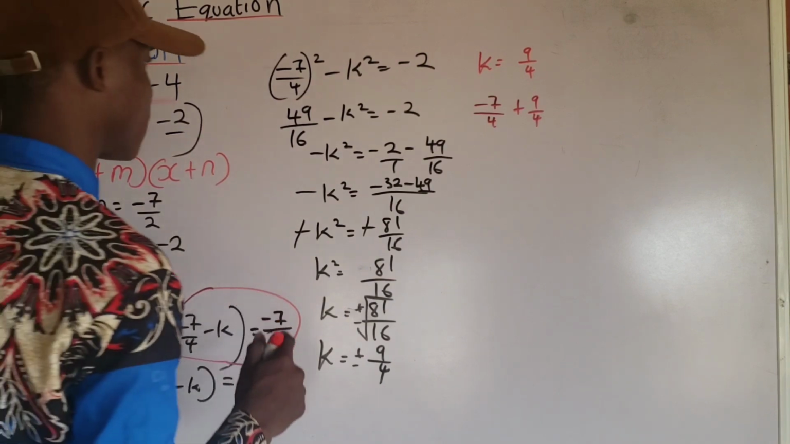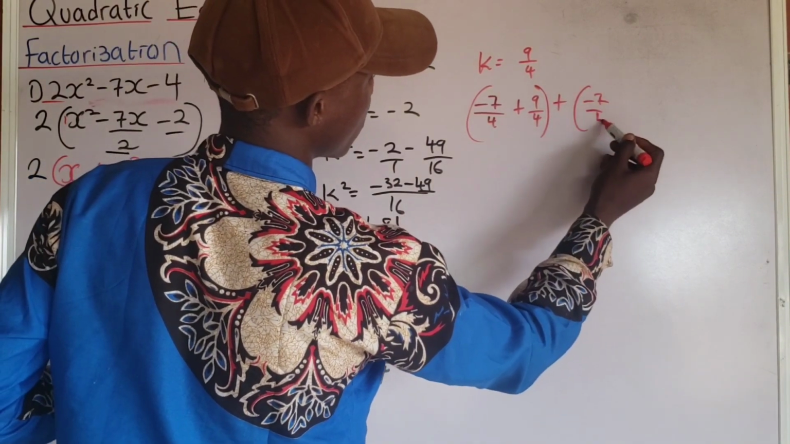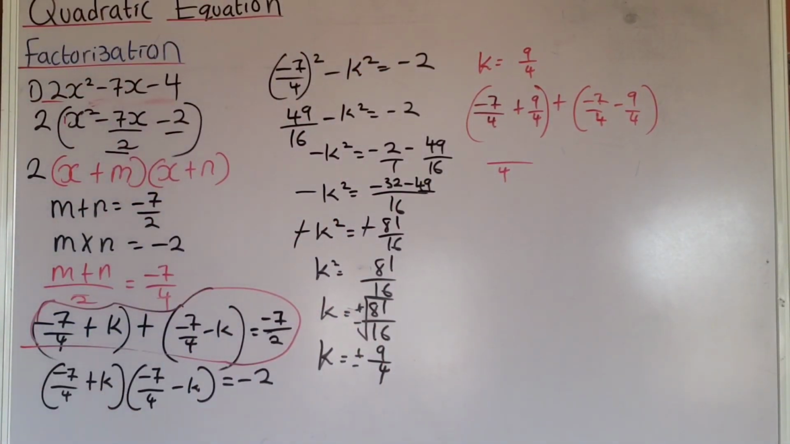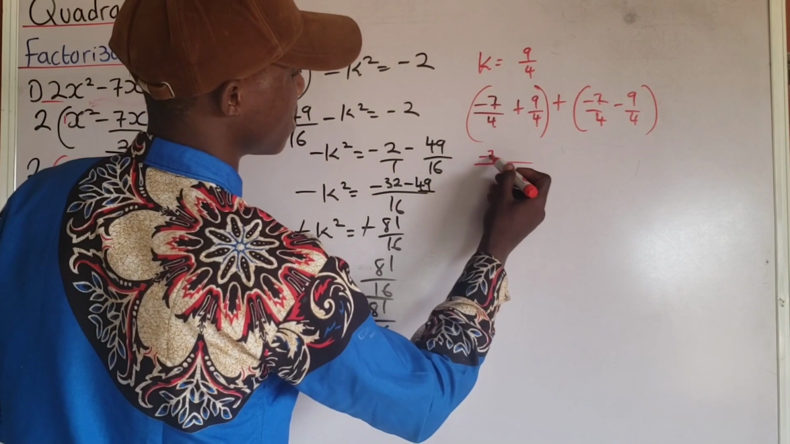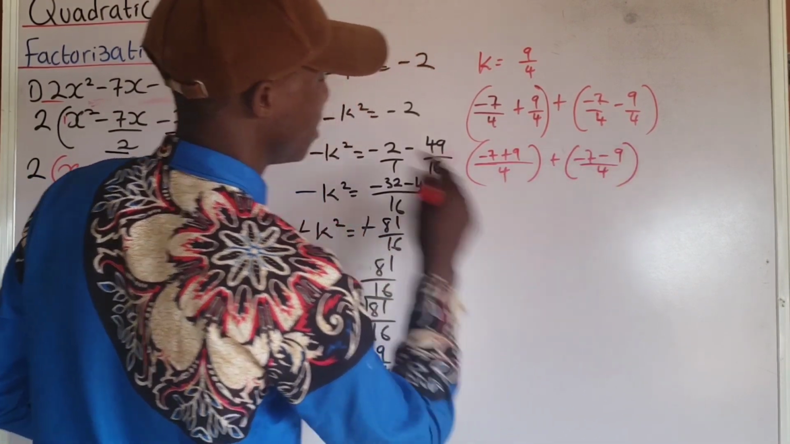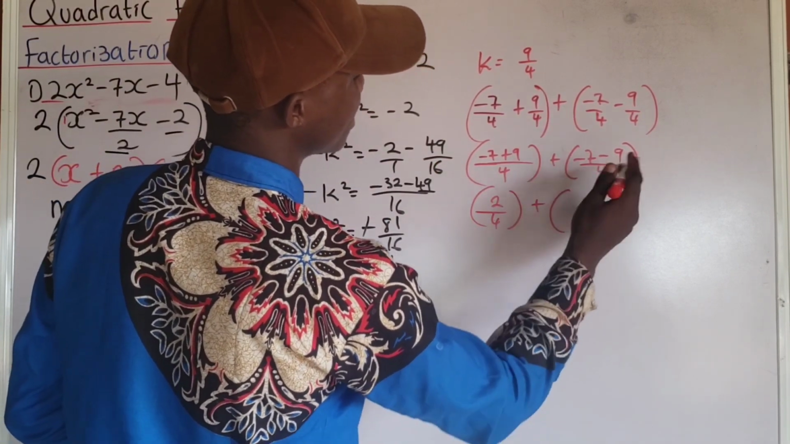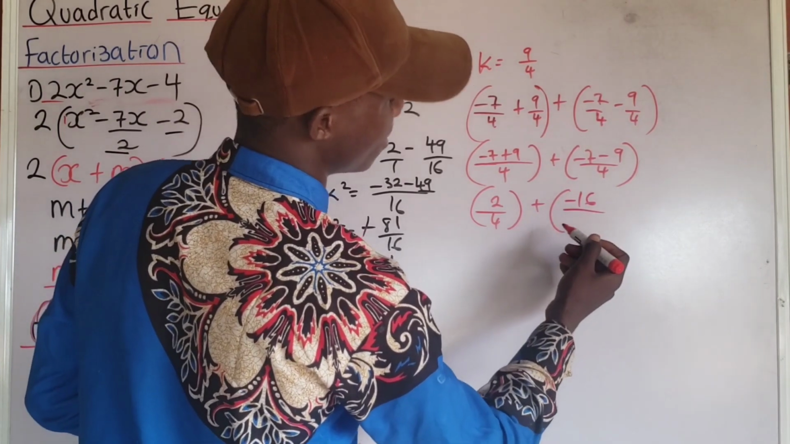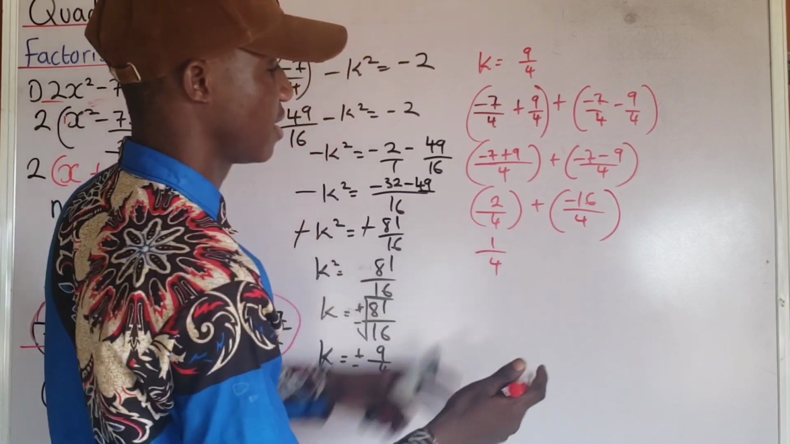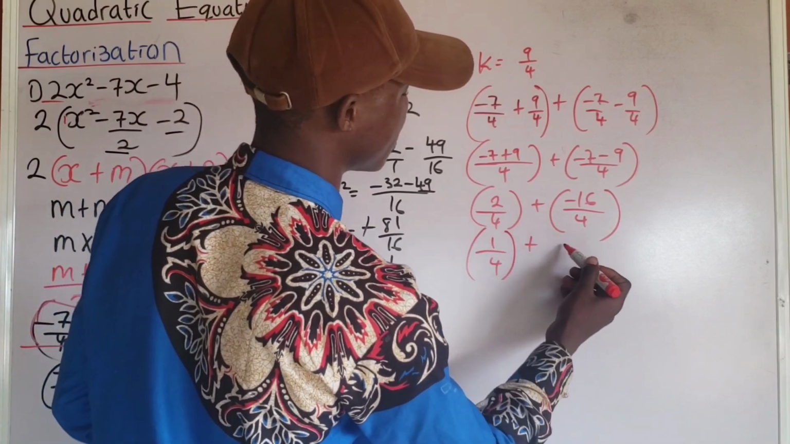We're going to have negative 7 over 4 plus 9 over 4, plus negative 7 over 4 minus 9 over 4. That will be over 4. Negative 7 plus 9, okay, let me just take it step by step. Negative 7 plus 9, that is 2. 2 over 4. Then negative 7 minus 9, that is negative 16, all over 4. So 2 over 4 is 1 over 2. Then negative 16 over 4, that is negative 4.